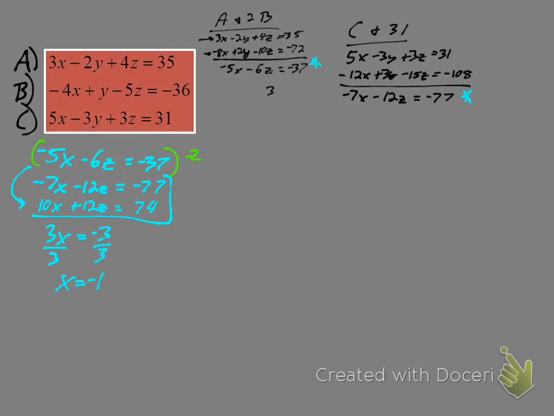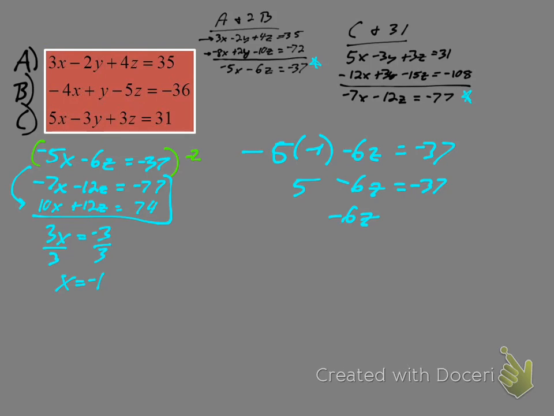I'm just going to make this a little smaller. Might as well make it thin. I got C. Okay. So now I'm going to take negative 1 into my first start equation, so negative 5 times negative 1 minus 6z equals negative 37, which means 5 minus 6z equals negative 37.